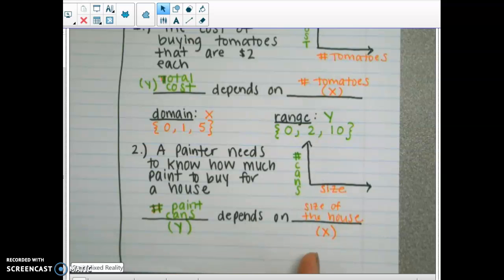So think about whatever information you kind of need to know first is your X, and then what are you going to do with that information? And that's going to be your Y.